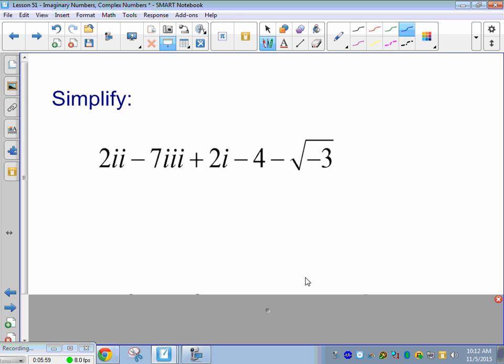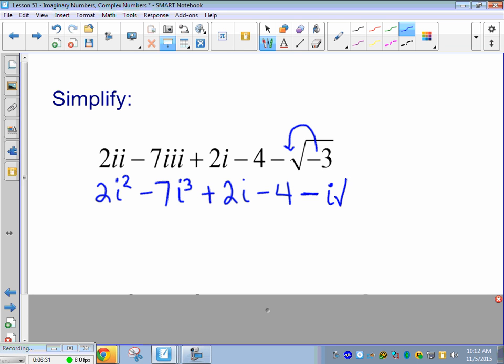All right, simplify. So we've got 2 times i minus 7 times i times i plus 2i minus 4 minus the square root of negative 3. So 2i, this is the same thing as 2i squared minus 7i cubed plus 2i minus 4. Let's simplify this here. We have a minus, and because of the negative 1, we're going to pull out the i and make this a positive root 3.